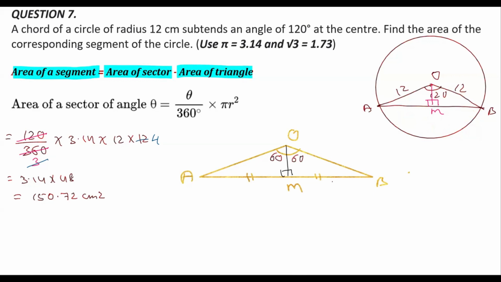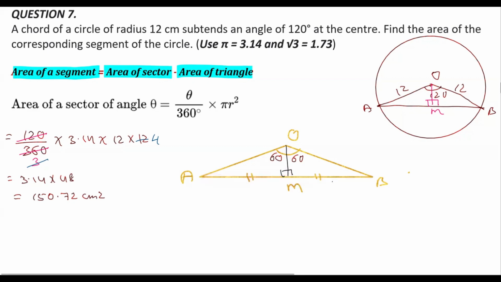Now over here, I'm just considering one triangle. If I consider this triangle only, I'm going to use trigonometry. The thing is that since we do not know the base and the altitude, we are going to calculate the base first and the altitude to get the area of this triangle.